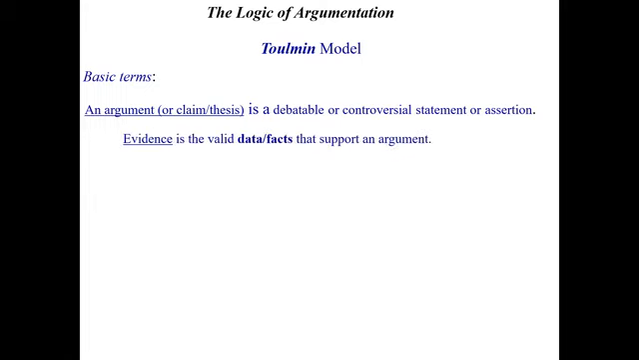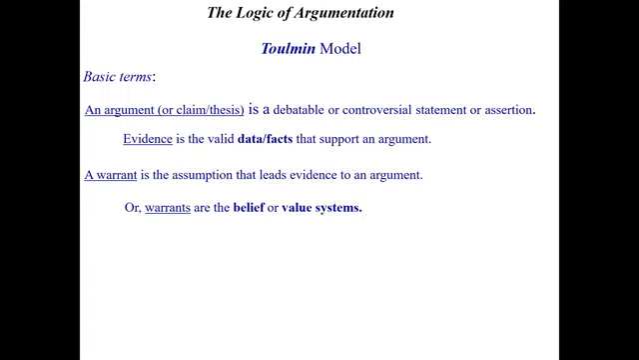The next concept is evidence. Evidence is the valid data or facts that support an argument. And the next is a warrant. A warrant is the assumption that leads evidence to an argument. From Toulmin's writing, I think this point is really important. Toulmin also states that warrants are the belief or value systems of a society. He also states that the weakest part of any argument is its weakest warrant.